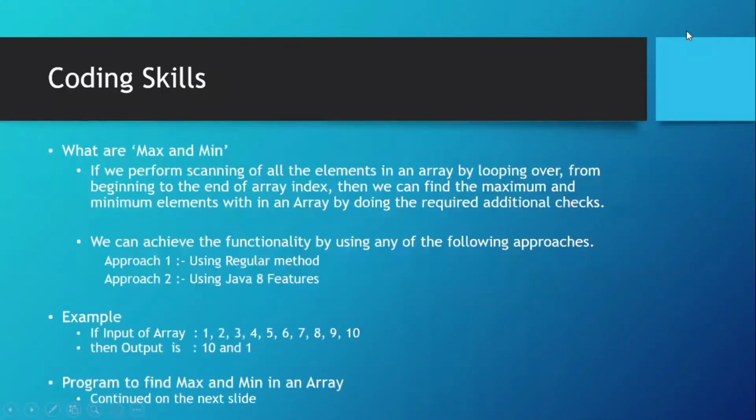What are max and min numbers? If you perform scanning of all the elements in an array by looping over from the beginning to the end of array index, then we can find the maximum and minimum elements within an array by doing the required additional checks. So we can achieve this functionality by using any of the following approaches: using a regular approach and by using Java 8 features. If you look at the example which I mentioned here, if the input is 1 to 10 numbers, minimum is 1 and maximum is 10.